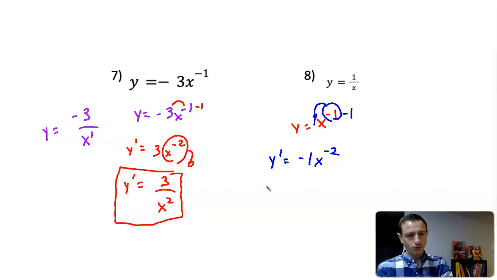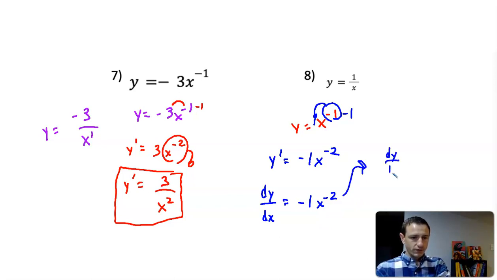So y prime, or I could do dy over dx just to change up the notation a little bit, is negative 1x to the negative 2, and then we want to make sure we're rewriting this with positive exponents. So x to the negative 2 has to become x squared in the denominator. So we get dy over dx equals negative 1 over x squared. See, x has to go down. And there it is.